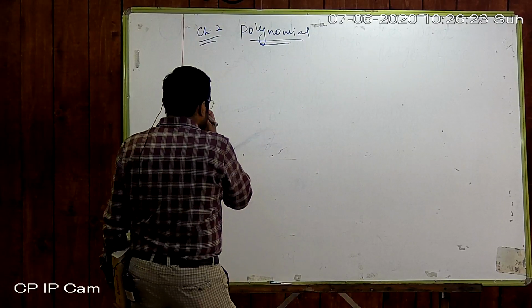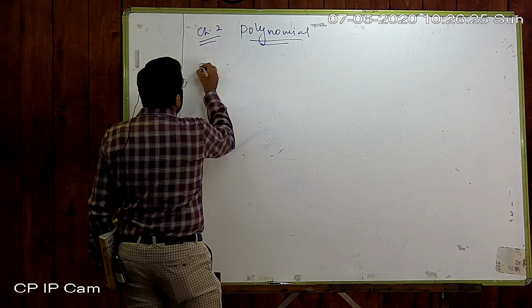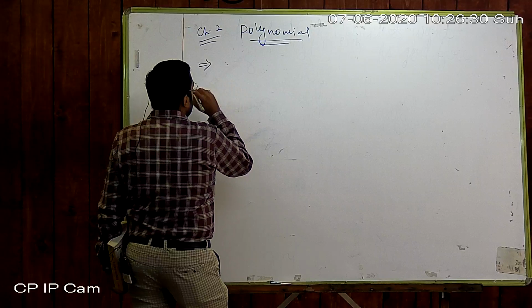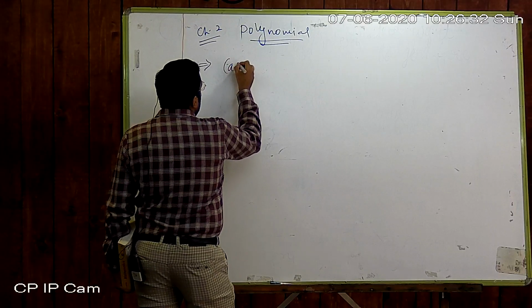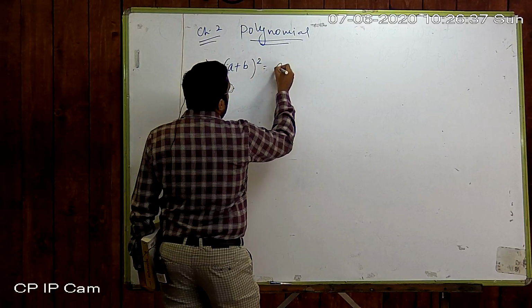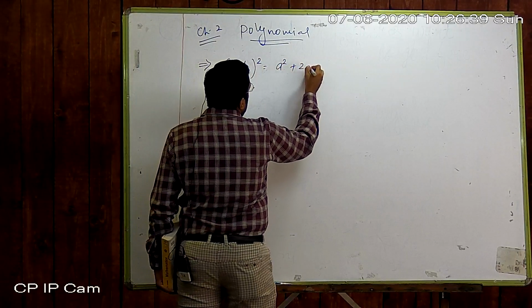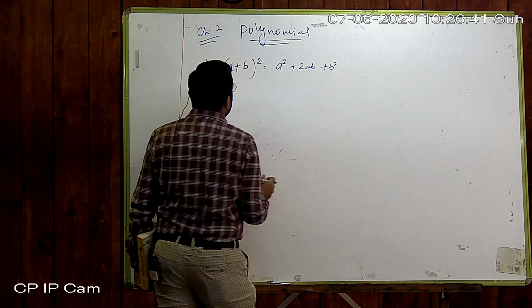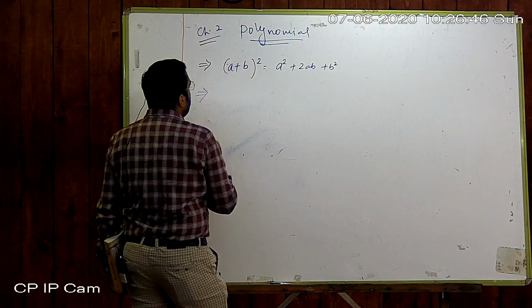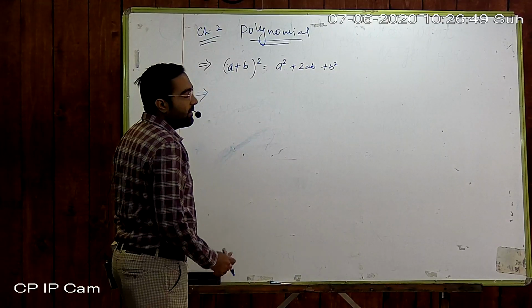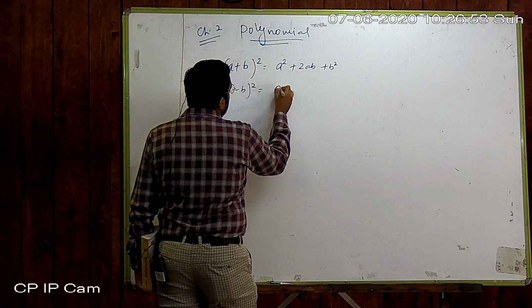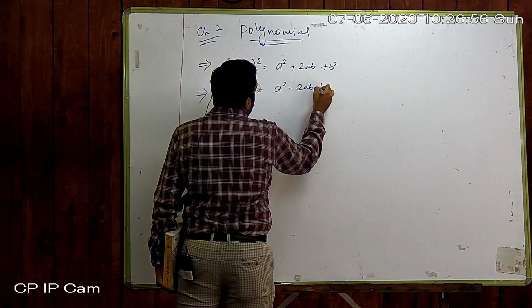So let's start. We have to start with some type of formulas to learn polynomials. First formula is a plus b whole square is a square plus 2ab plus b square. If you want to learn about that, please note down as I write. Second is a minus b whole square is a square minus 2ab plus b square.